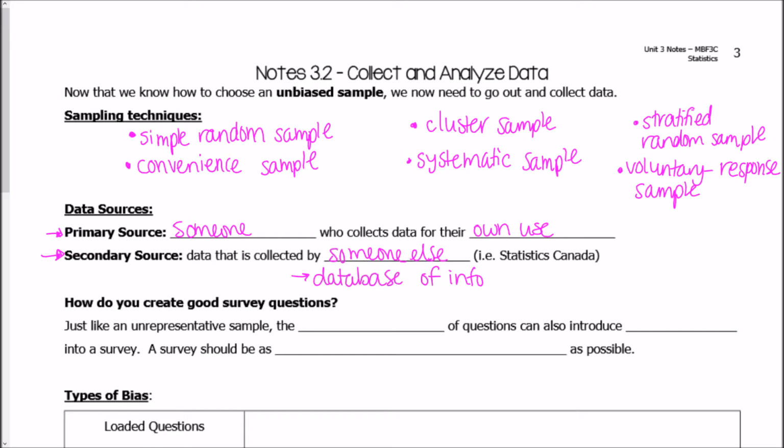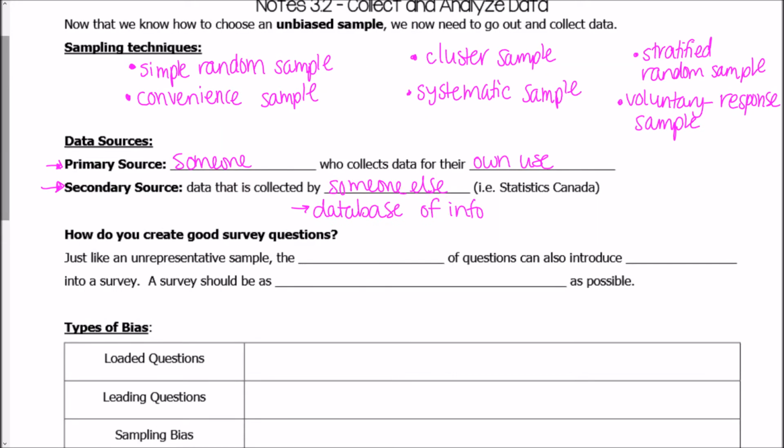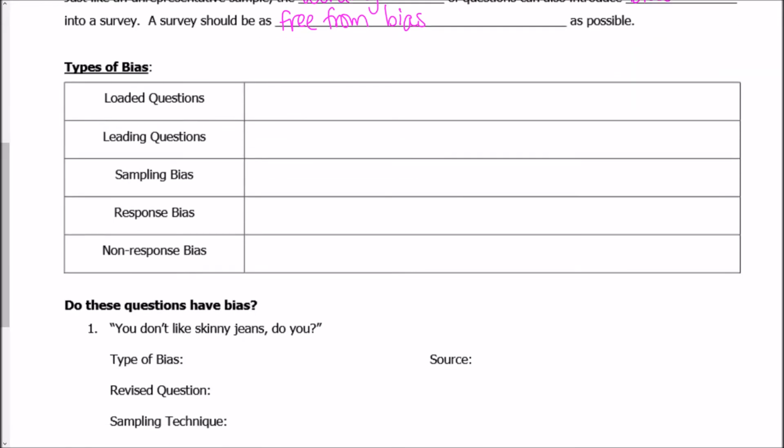Okay? All right, so now it's really important to know how to make good survey questions, okay? So just like an unrepresentative sample, the wording of questions can also introduce bias into a survey. A survey should be as free from bias as possible. So the way you word your questions can totally influence the way that people will respond, okay? So there are 5 different types of bias that you guys need to know about.